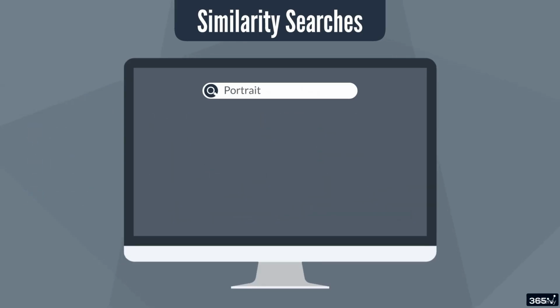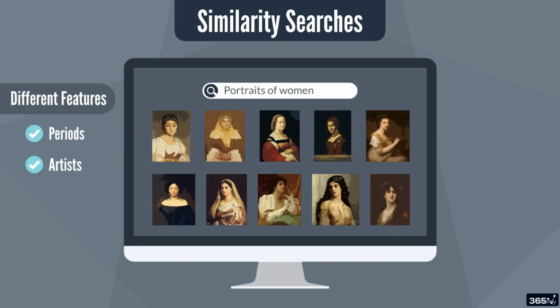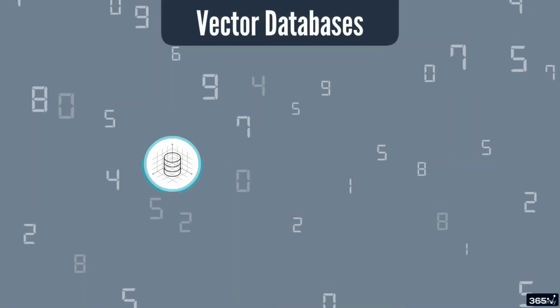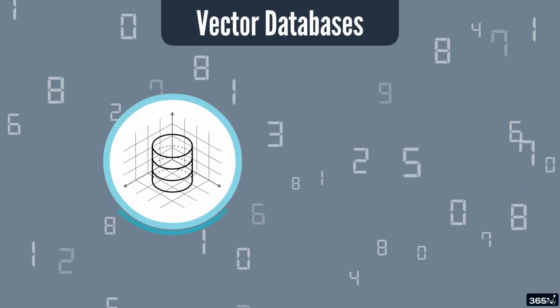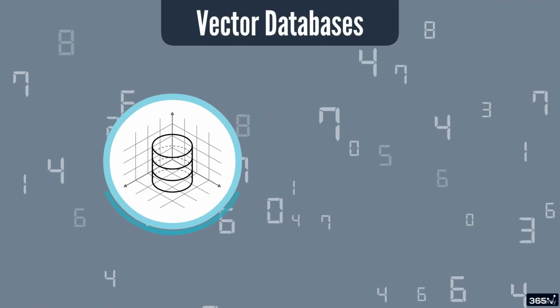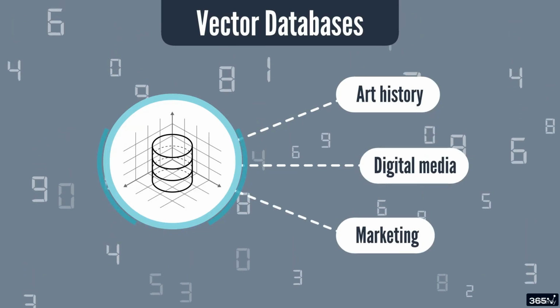On the other hand, a search for portraits of women could span wider, pulling in works from different periods and artists, but similar in subject and form. In this way, vector databases transform our understanding and interaction with data, opening new dimensions of discovery and insight in fields ranging from art history to digital media, marketing, and beyond.